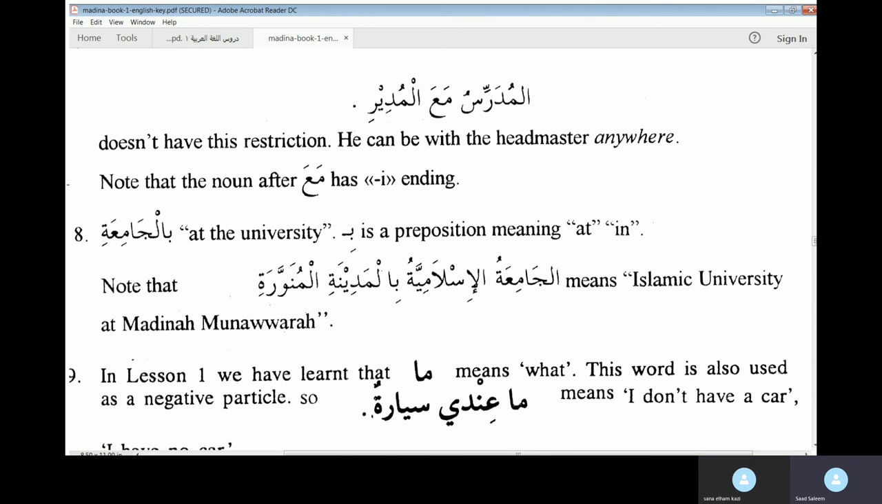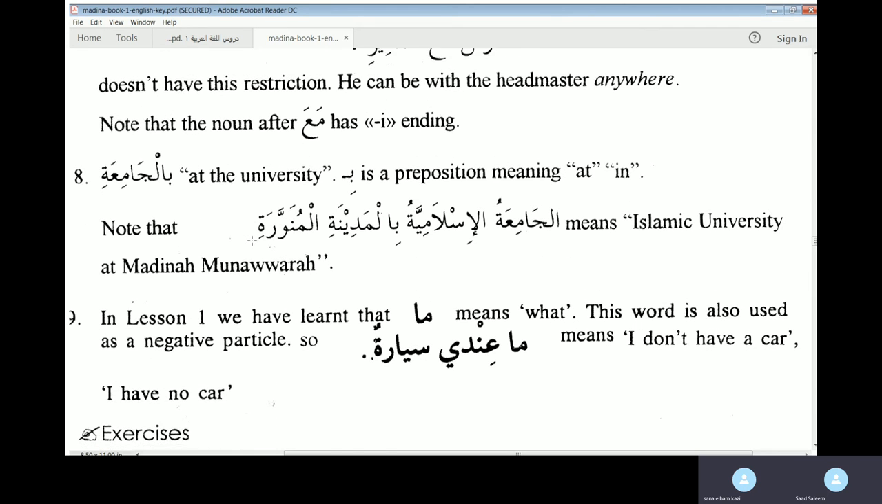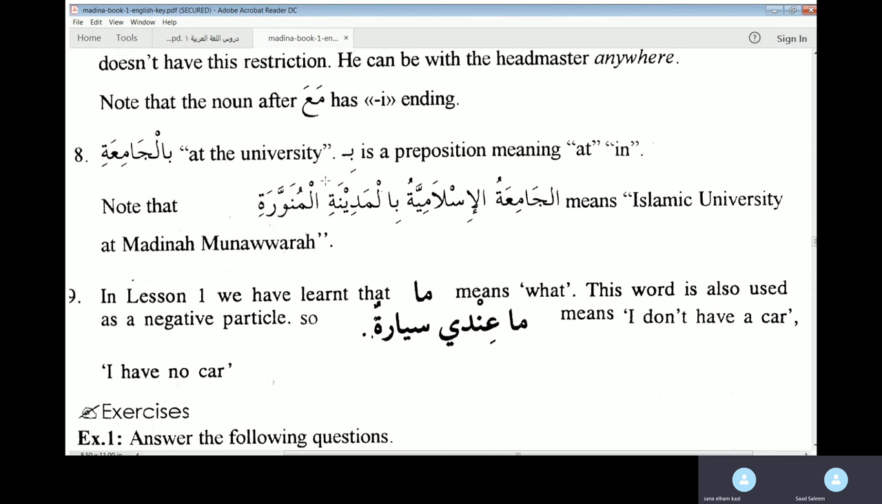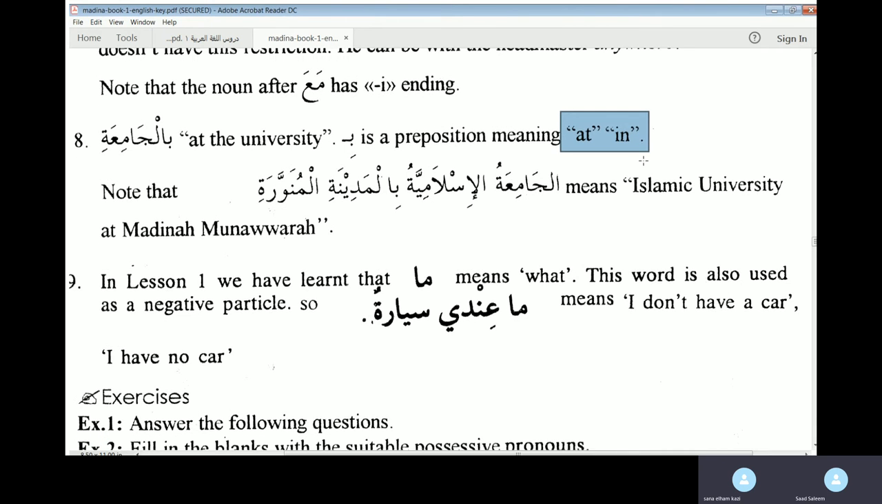Next point: fi Jami'a, at the university. Fi is the preposition meaning at or in. Note that. Al-Jami'atul Islamiyyatu fil-Madinatil Munawwarati means the Islamic University at Madina Munawwara.